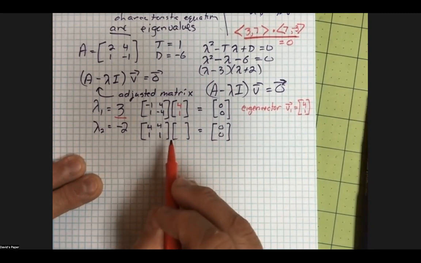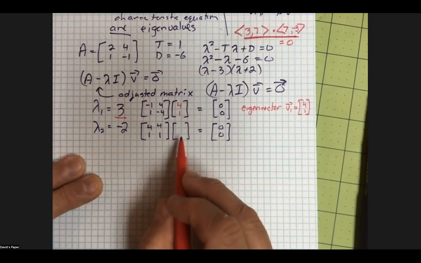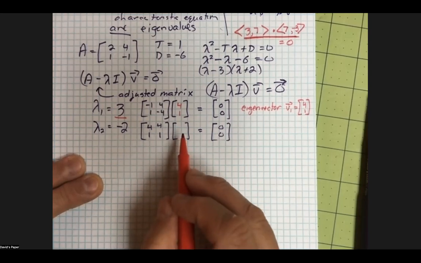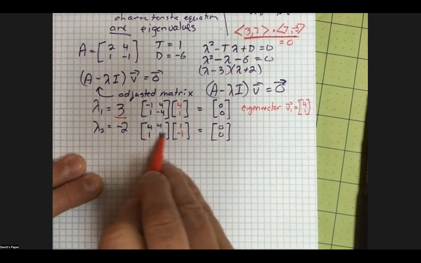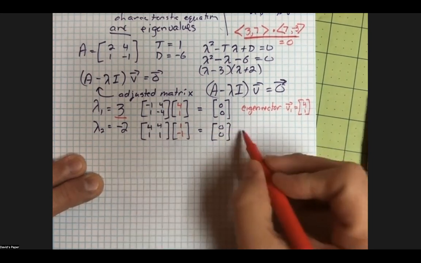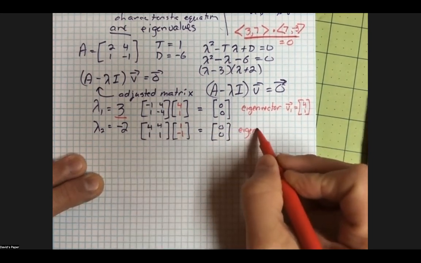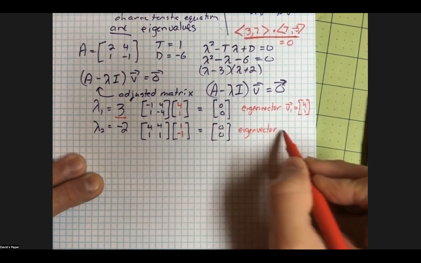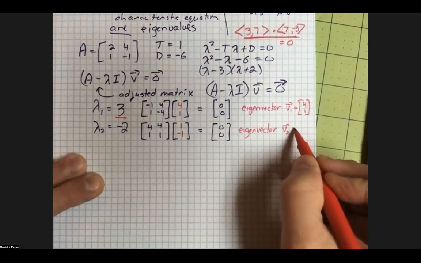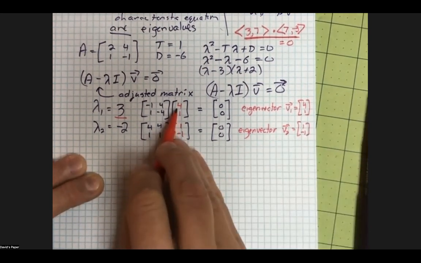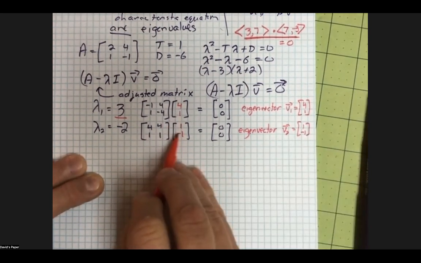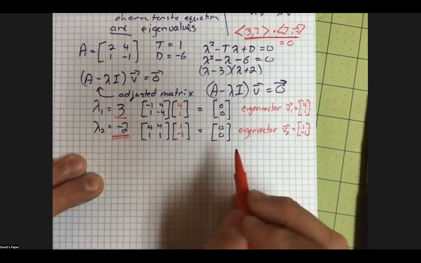But since I'm lazy, and since I want to do as little work as possible, remember, the job of a mathematician is to not calculate. So I change this to 1 and minus 1. This is definitely an eigenvector, and it's a really simple looking one: 1 and minus 1. This eigenvector 1, minus 1 belongs to the eigenvalue minus 2.